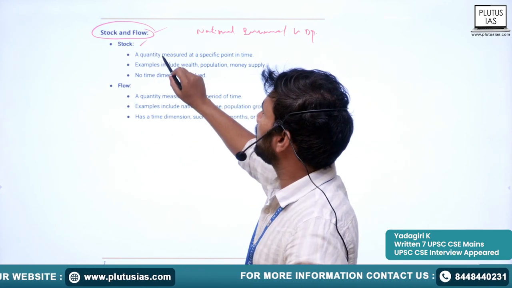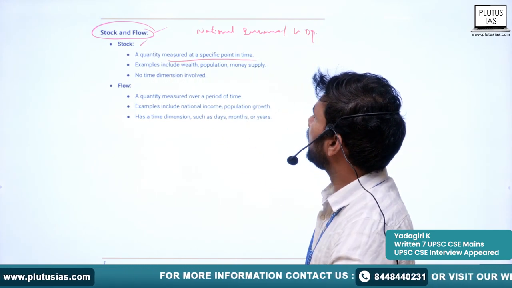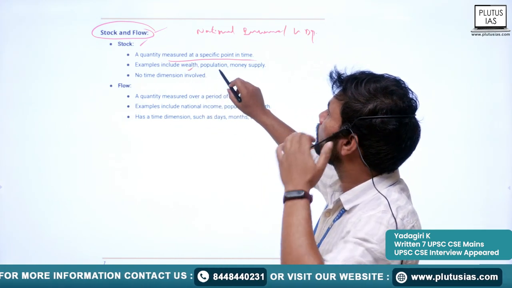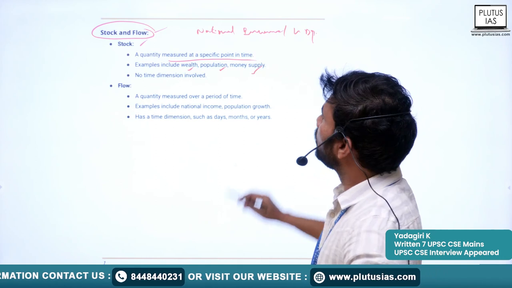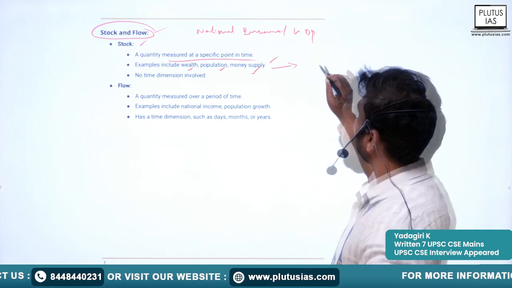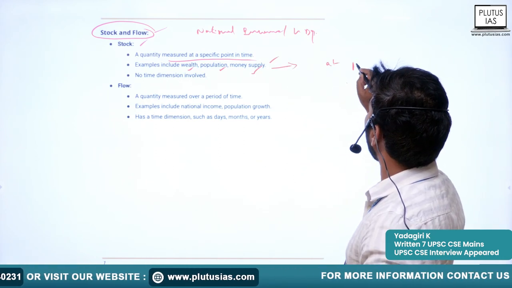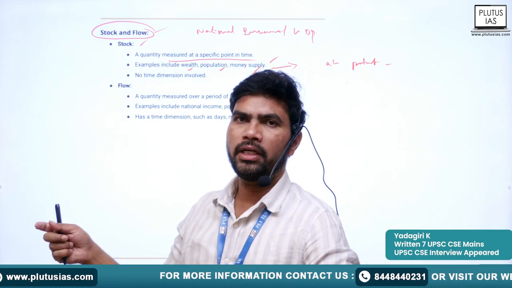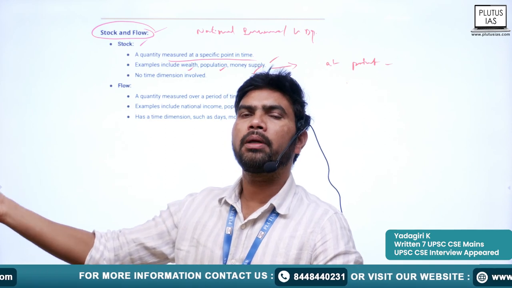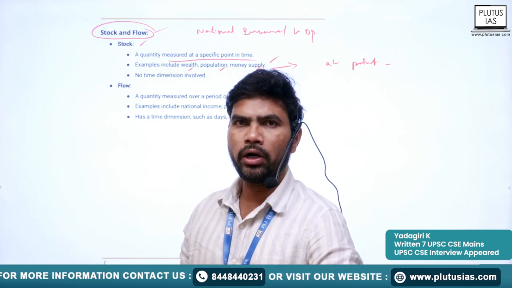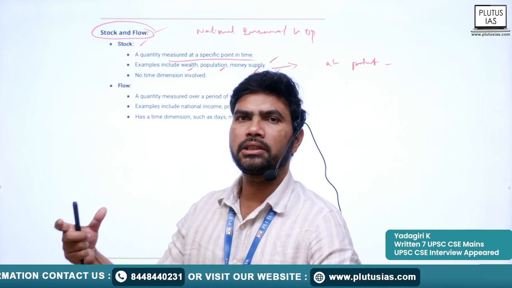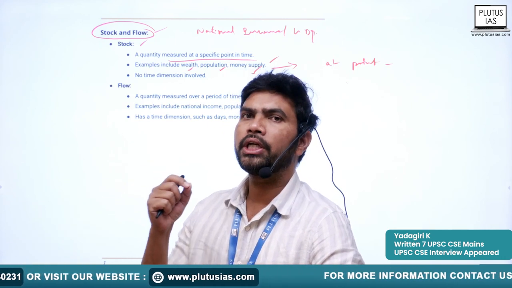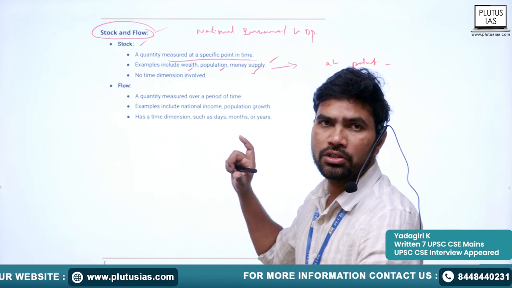So stock is a quantity measured at a specific point of time. Examples include wealth, population, money supply, etc. All these aspects are measured at a point of time. We'll say, at this point, the population of India is this much. At a different time, the population might change. At this point, the wealth of a particular person is this much. So these things are measured at a point of time. Those are called stock.